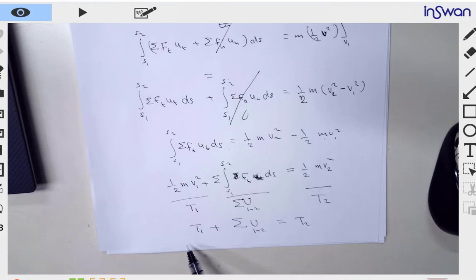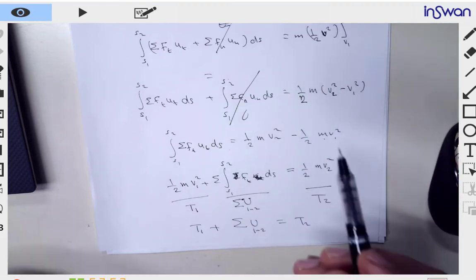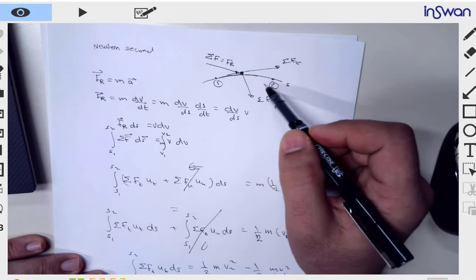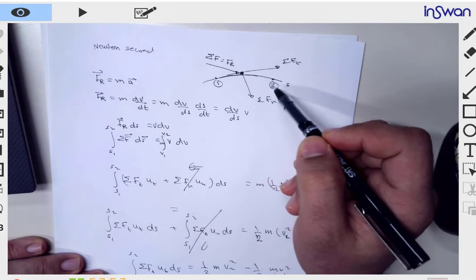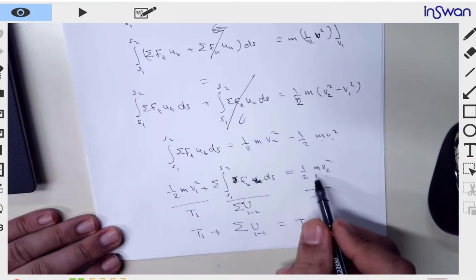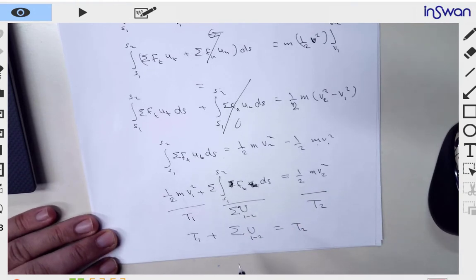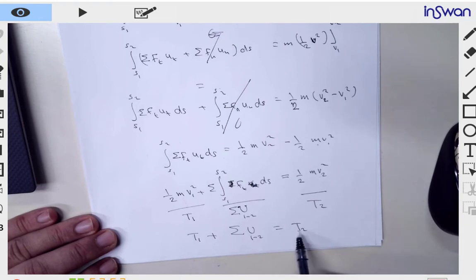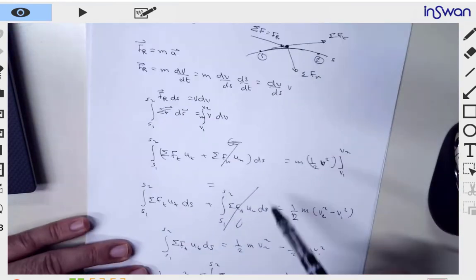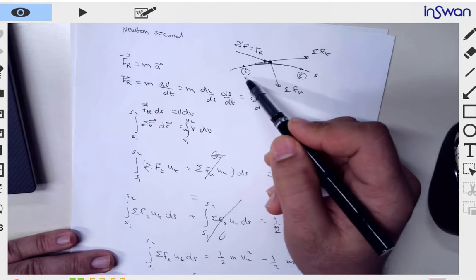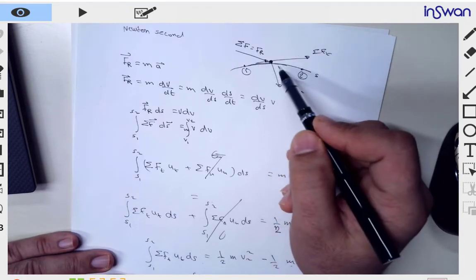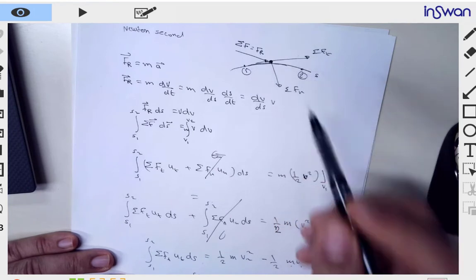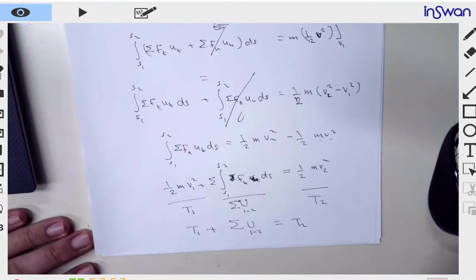So what that means is, I'm going to go back here. It's going to mean that T2, which is half m v square, and later we're going to call it the kinetic energy. This kinetic energy, which is the result of the velocity at state 2, is equal to the kinetic energy at state 1 plus all the work done on it as it's traveling from 1 to 2. So that's what it means.